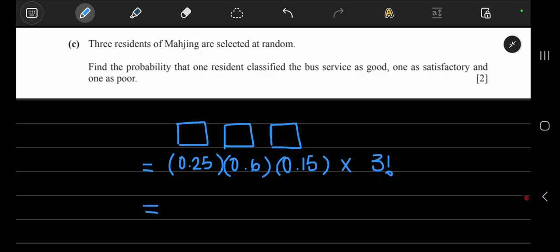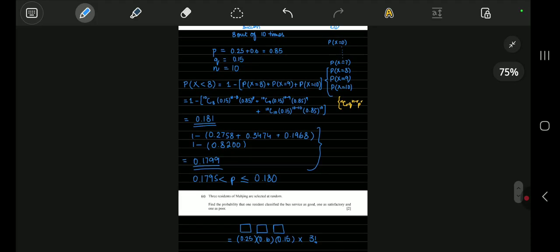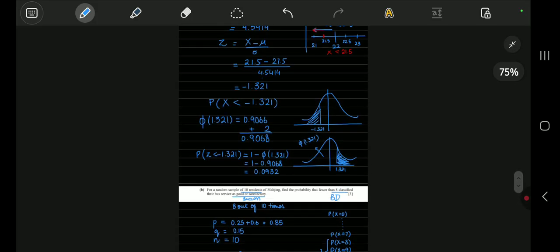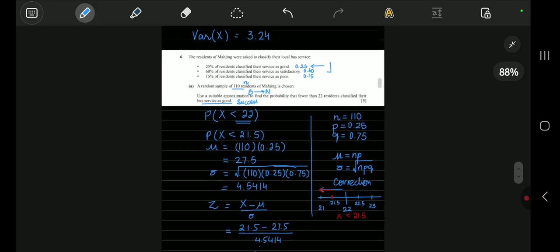Okay, so when you multiply it all together, you will get your answer to be 0.135. Okay, that's all about question number 6.